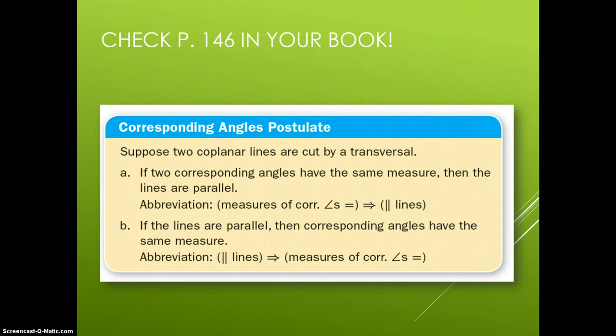This is a really handy one to know, the corresponding angles postulate, which we just used. This is actually back on page 146 in your book. Basically it talks about how if you've got two corresponding angles with the same measure, then the lines are going to be parallel. And similarly, if the lines are parallel, then the corresponding angles have the same measure. Remember, we started this section off by talking about how we're focusing on a transversal cutting through parallel lines. You will see this a fair bit. This is a pretty common thing.